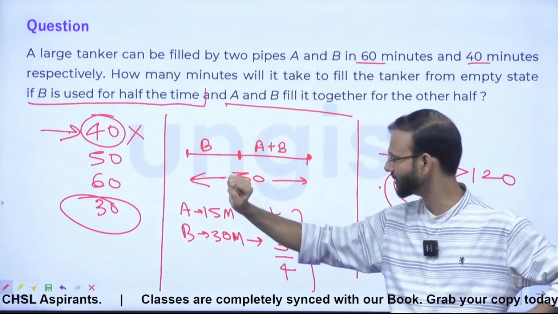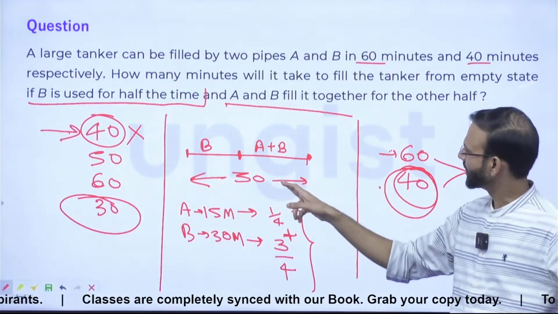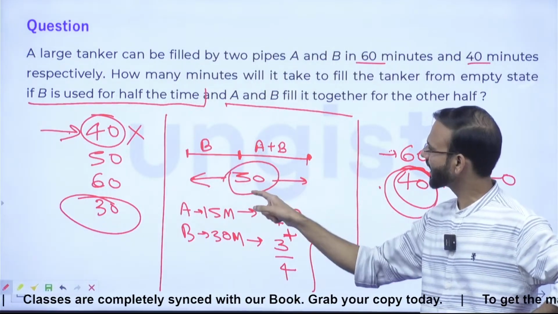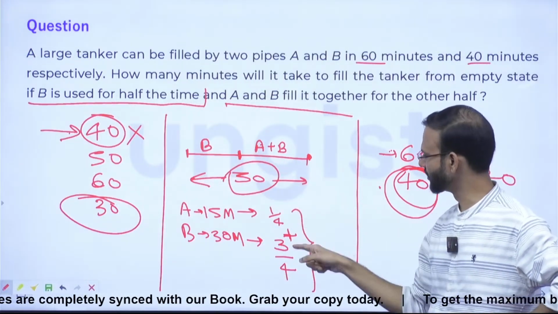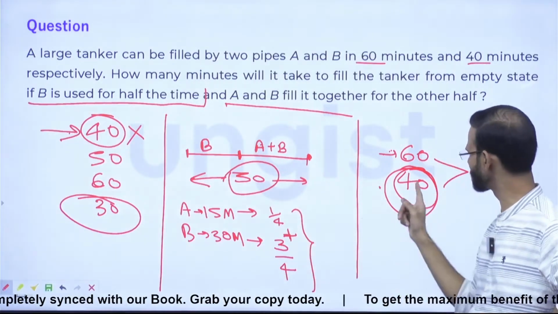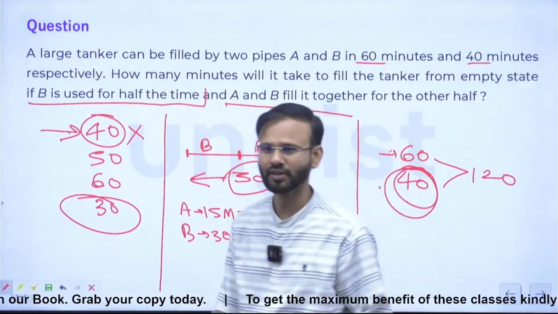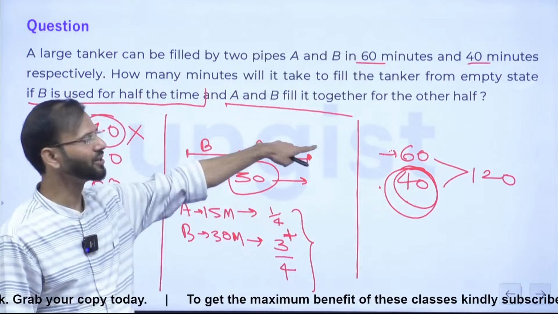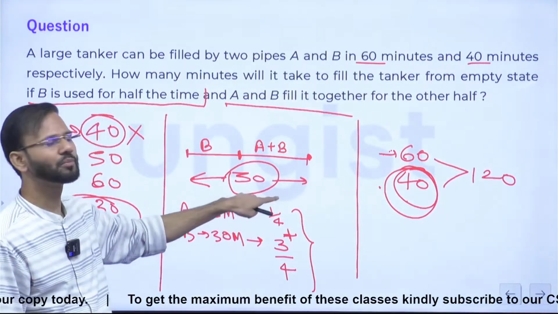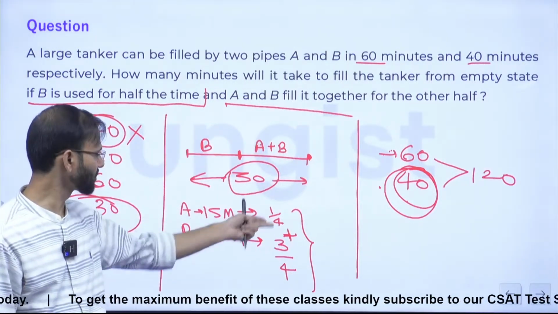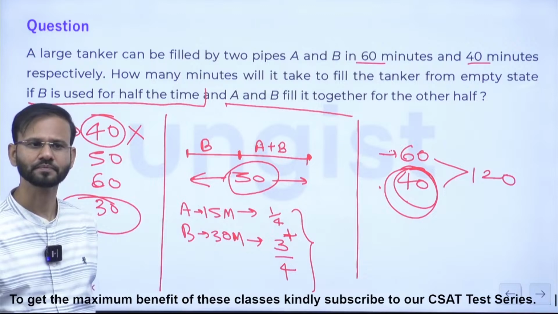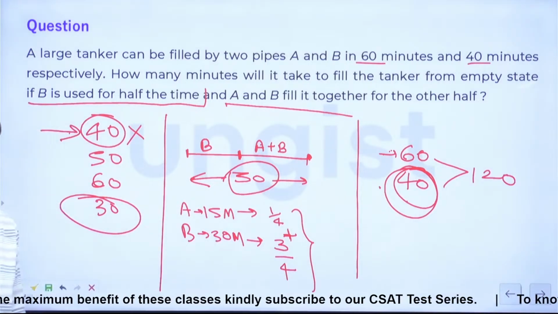So I have taken 30. So let's check 30. In 30 minutes, what portion of the tank will be filled by B alone? B will be filling 3/4 of the tank because total time it is taking 40 minutes. So in 30 minutes it will be filling 3/4. And A is taking 60 minutes total, so in 15 minutes it will be filling 1/4. So 1/4 plus 3/4, the tank is full. Right?